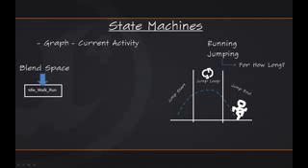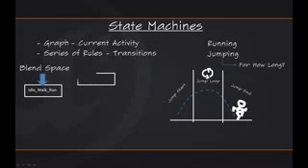All right, so now with that in mind, we know that a state machine is a graph of our character's current activity, but there's a little bit more to it than that. It's also a series of rules called transition rules, and these control how you get from one state to another. So we are going to, say for instance, have another state here, and we're going to call this state the jump start.